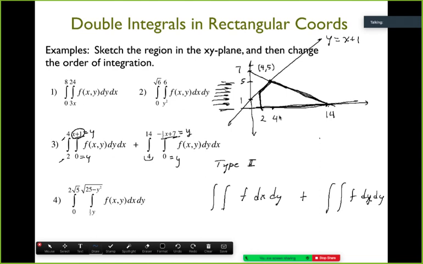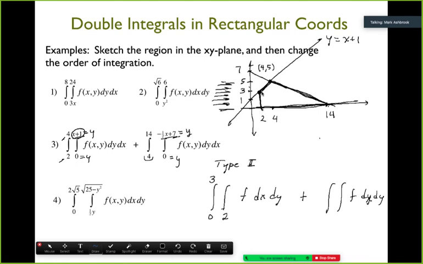Okay, so then we've got to get this point right here. What are the coordinates of that point? Well, 2 plugged into x plus 1 is 3, so that's the point 2, 3. So when is the left side x equals 2? The left side is x equals 2 when y is between 0 and 3. When y goes from 0 to 3, that's when our left side is x equals 2.